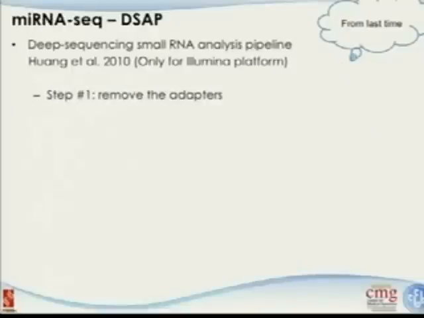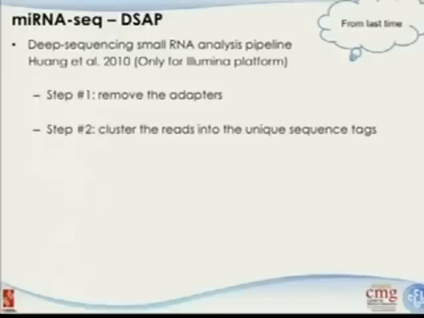We talked about two different tools. The first one is DSAP, the deep sequencing small RNA analysis pipeline. There are a couple of steps. The first one is to remove the adapters, because we are sequencing 35 base pairs, but those small RNAs are only 22 base pairs. So we are sequencing into the 3' adapters. In the analysis, we really have to get rid of those, and this is to remove the adapters.